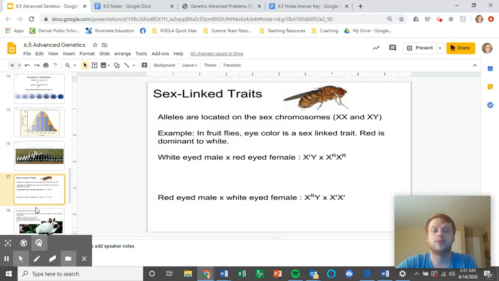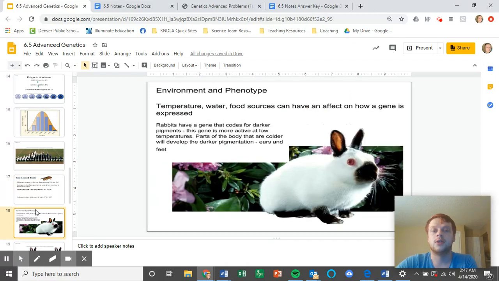All right, my friends, with that, we are almost through. We just have a couple more examples to go through. So the first are environmental and phenotypic traits. This is when the environment that an organism is placed in actually affects the traits that it displays. So sometimes temperature, water, food sources, and the availability of them can affect how a gene is expressed. For example, rabbits have a gene that codes for darker pigments at lower temperatures.